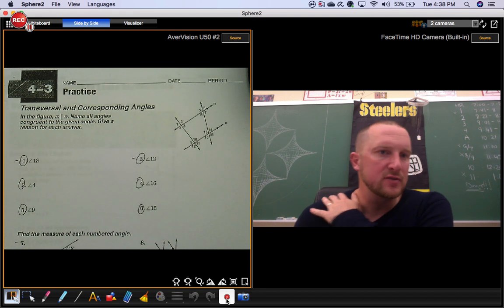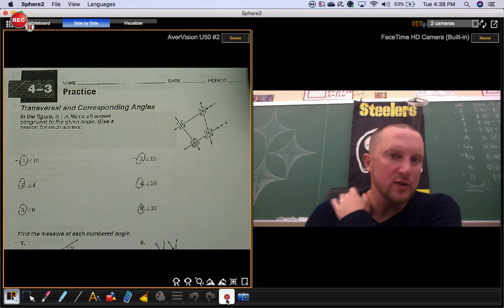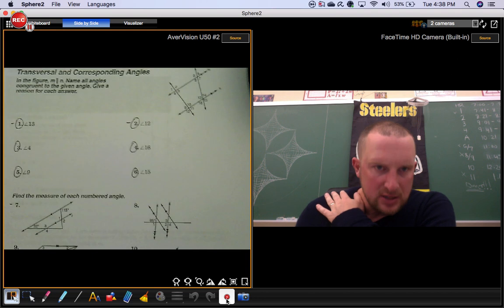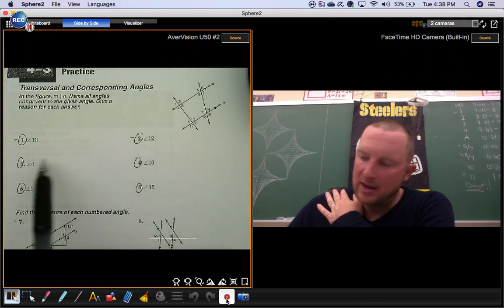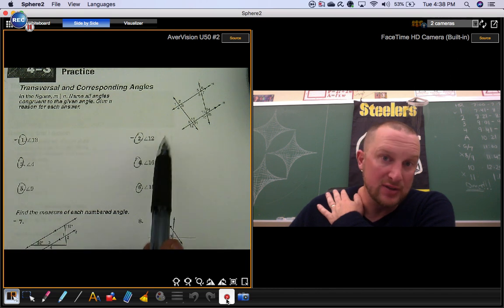This is the practice page for section 4.3 on transversals and corresponding angles. Just like in the last video, we're looking for congruent angle pairs. So what is congruent to angle 13 in this picture?